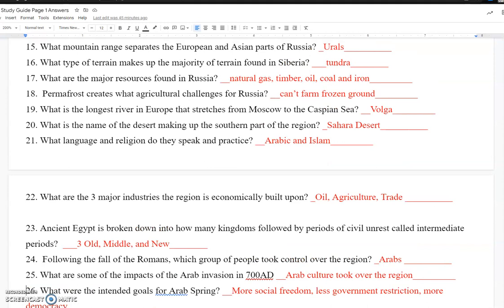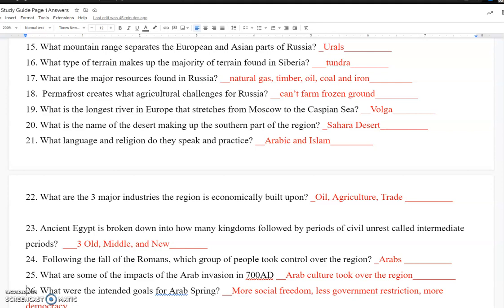What are the major resources that are found in Russia? So we've got natural gas and timber. Those are the big two, especially if you've been paying attention to the news at all. Those are some that they can't really get out right now. So those are the big two. Oil, coal, and iron are also there, but the big two are the natural gas and the timber.